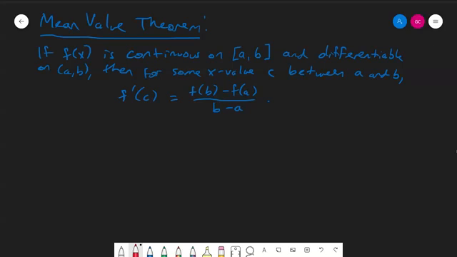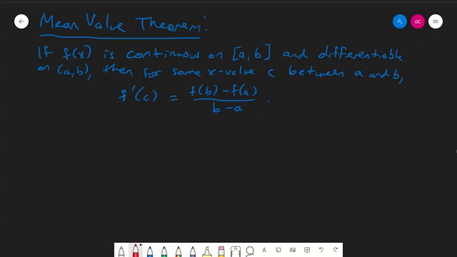Now we're going to look at a generalization of Rolle's theorem called the mean value theorem. The statement is very similar. We're looking at a continuous function f of x that is differentiable on this range from a to b, but we're no longer assuming that f of a is equal to f of b. And now the conclusion is that there's some x value c between a and b such that f prime of c is equal to f of b minus f of a over b minus a.